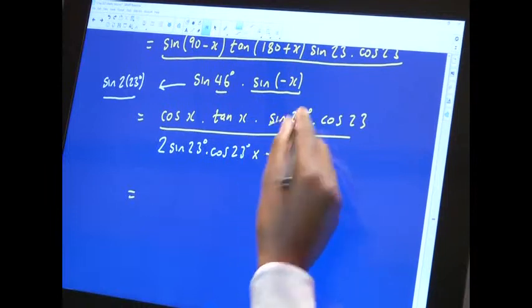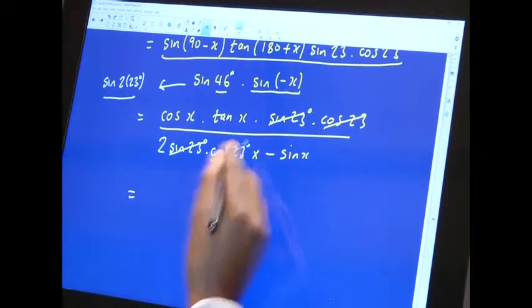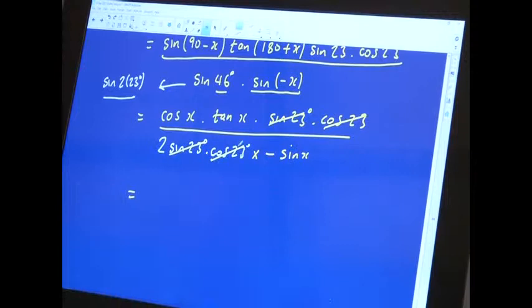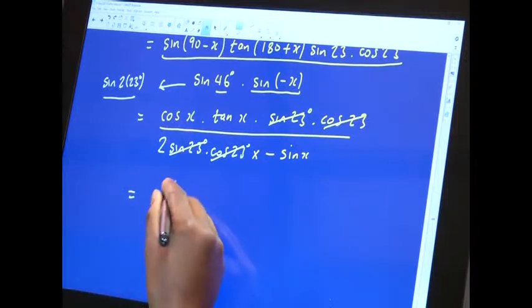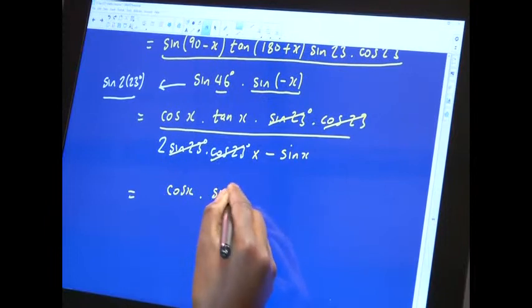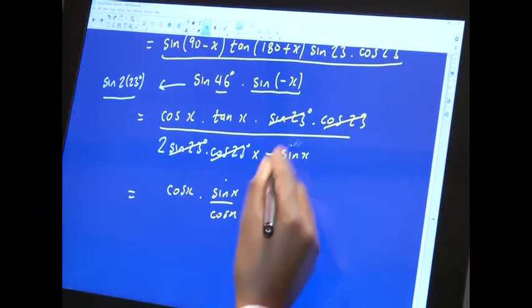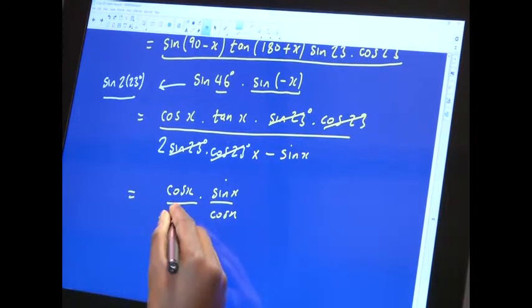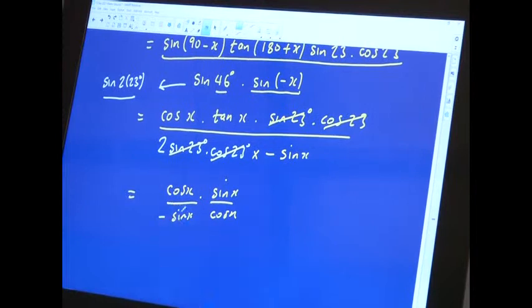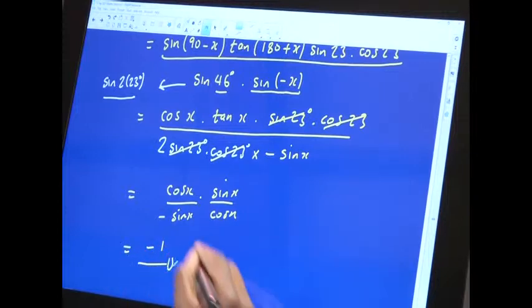Great things will happen. Sin 23 will cancel sin 23. Cos 23 will cancel cos 23. Cos x will remain. There's my cos x, times tan x, which is sin x over cos x, and the denominator has negative sine, which I can also put as negative sin x over there. You'll notice that everything cancels out. Sine cancels sine, cos cancels cos. We eventually end up with -1 as the solution to our problem.